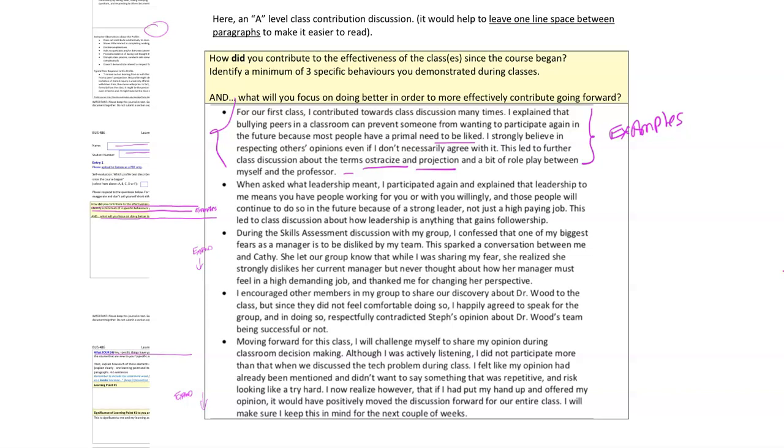Here, it says, during the skills assessment discussion with my group, I confess that one of my biggest fears as a manager is to be disliked by my team. This sparked a conversation between me and Kathy. She let our group know that while I was sharing my fear, she realized she strongly dislikes her current manager, but never thought about how her manager must feel in a high-demanding job, and thanked me for changing her perspective. So that's another great example because she talks about how what she did had an impact on somebody else.